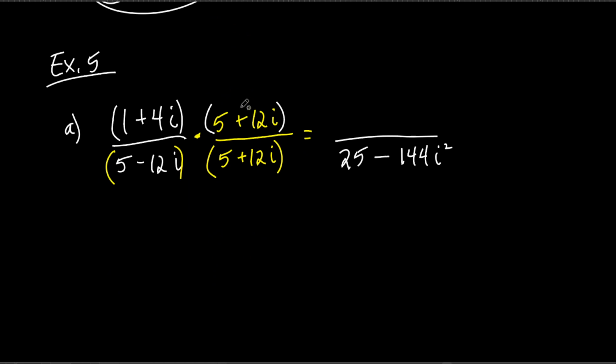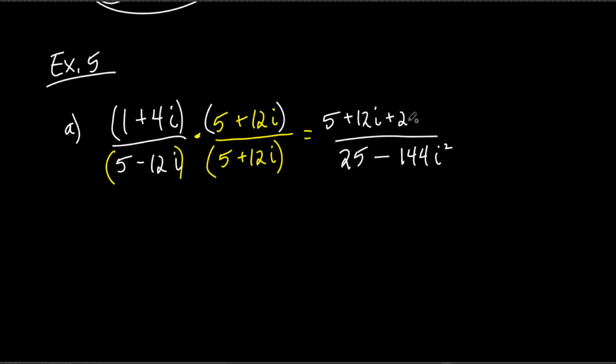So I'm going to have to do some FOIL. That's exactly right. All right? Now, remember, they're not conjugates of each other, so I don't just do the first and the last. I got to do the whole entire FOIL thing. First, outside, inside, last. So let's do the first. 1 times 5, 5. And then 1 times 12i. It's plus 12i. Okay? The inside, plus what?